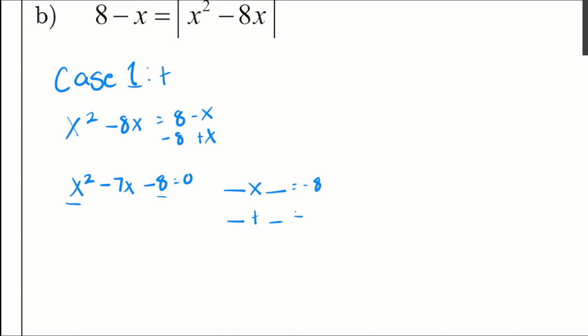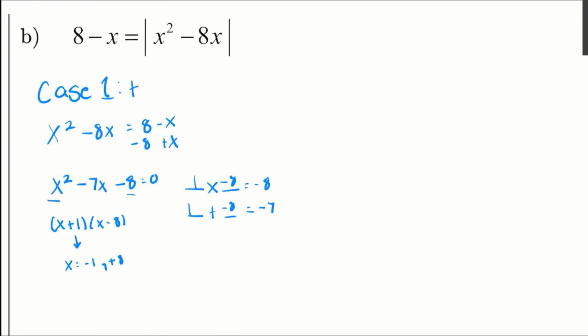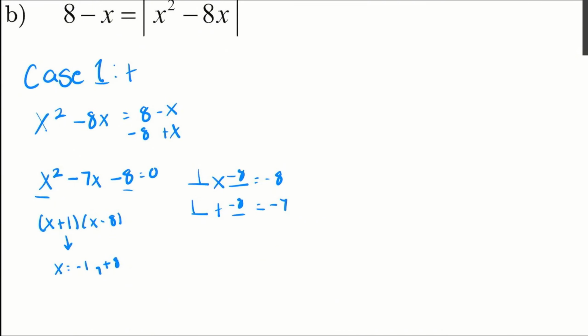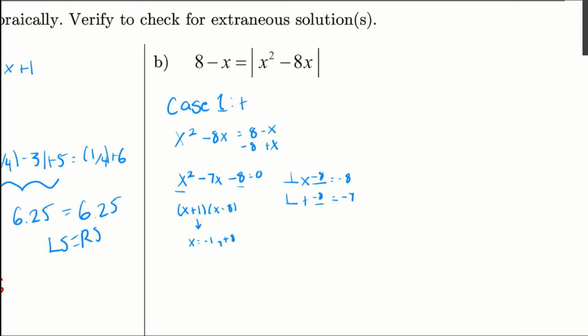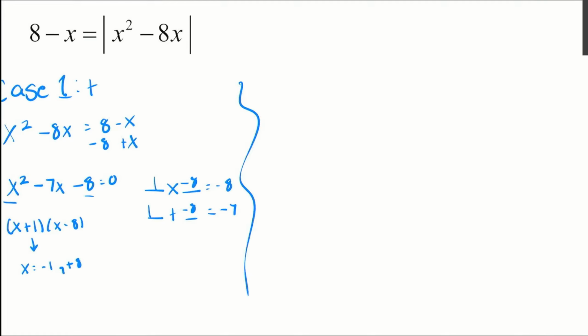We have to find 2 numbers that add to negative 7 but multiply to give us negative 8. You'll notice your 2 numbers here are going to be 1 and negative 8, and 1 plus negative 8 gives negative 7. We're going to factor by inspection, and we're going to get x plus 1 and x minus 8, which turns into x equals negative 1, comma, positive 8. Those are the solutions for the first case, which we set as positive. We're going to have to test each individual solution, so make sure you're keeping track of this and keeping it real neat.